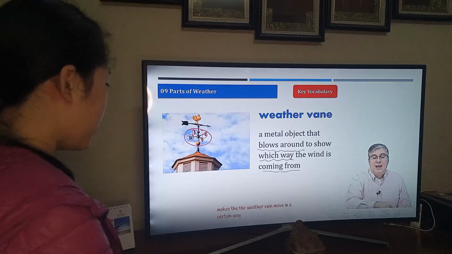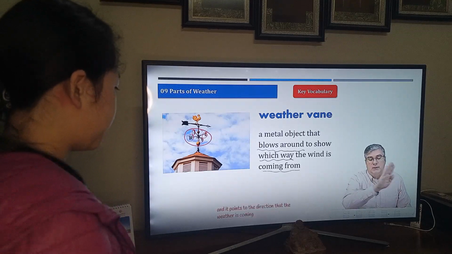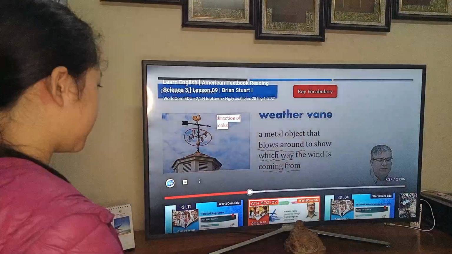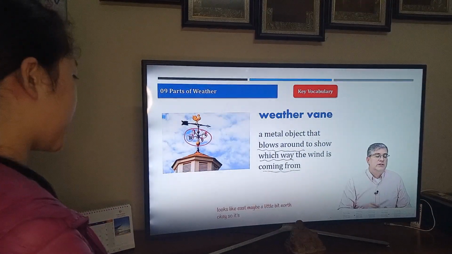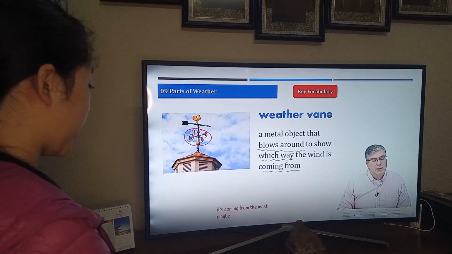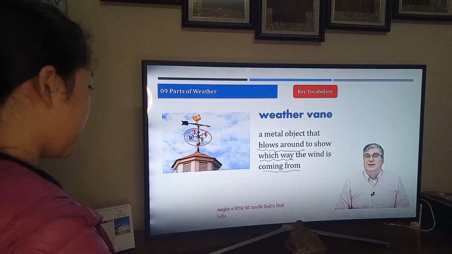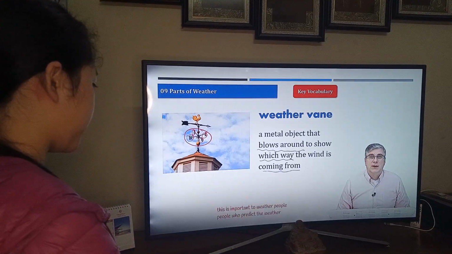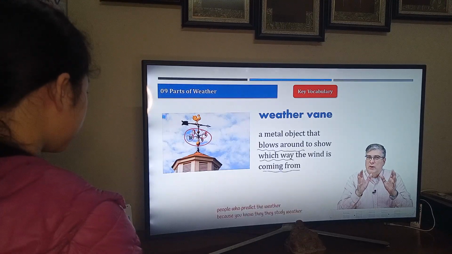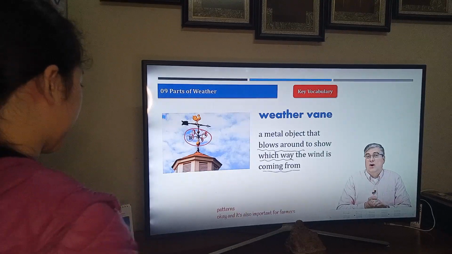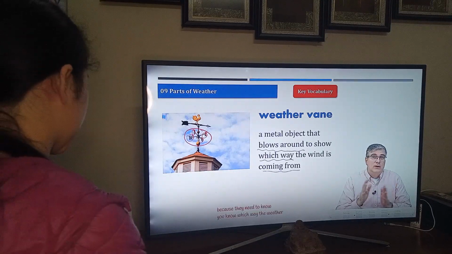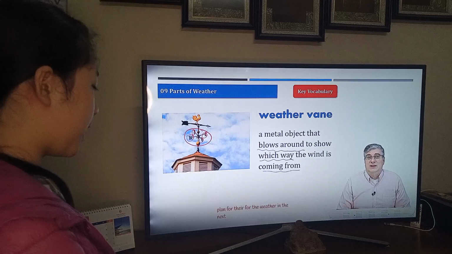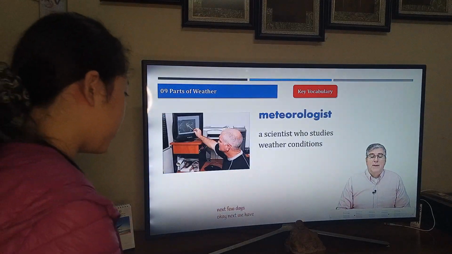So in this picture, we can see the arrow points to the direction the wind is coming from. So it looks like the wind is blowing from the west, maybe a little bit south. That tells us where the wind is coming from. This is important to weather people who predict the weather forecasts, okay. It's also important for farmers because they need to know which way the wind is blowing. That might help them plan for the next few days.